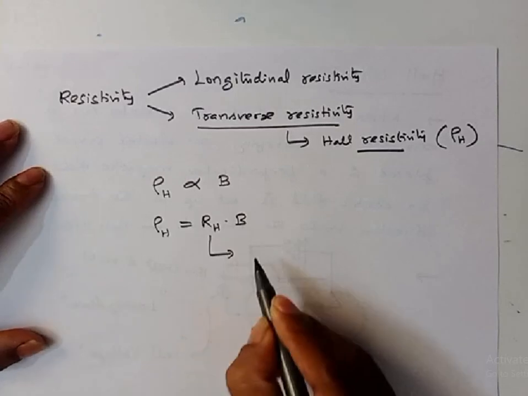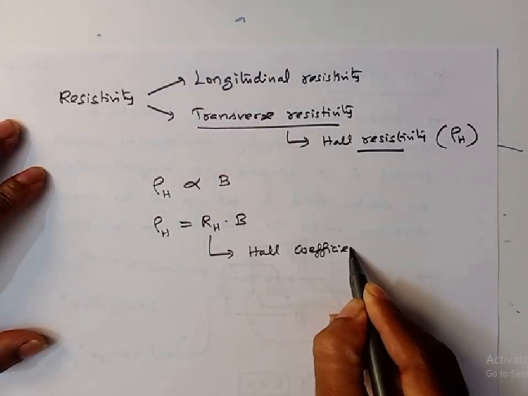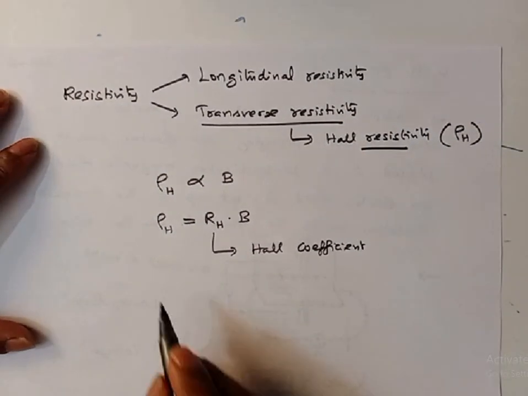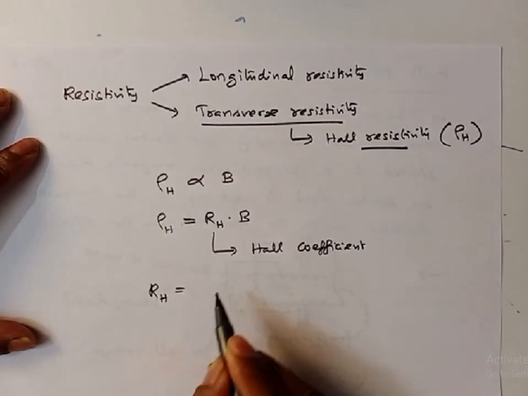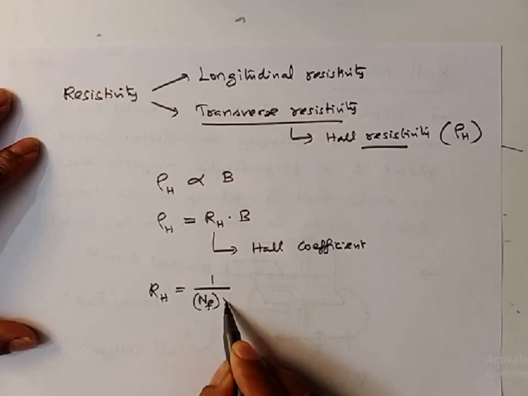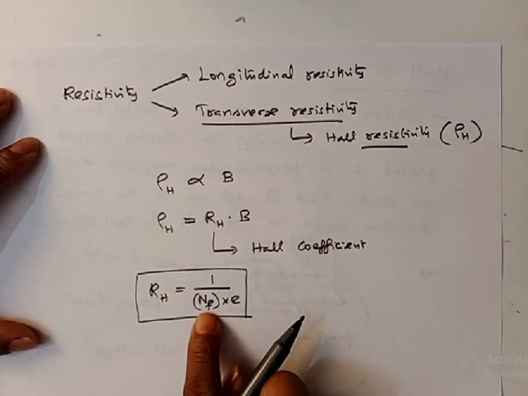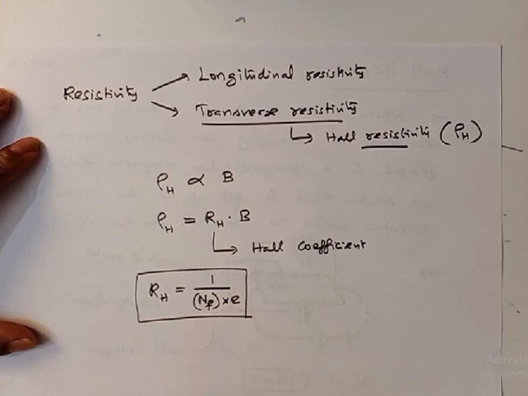RH is called the Hall coefficient, and this Hall coefficient is actually equal to 1 by the number of free electrons present per unit volume into the charge of the carrier. That is, the number of charge carriers per unit volume into the charge of the carrier.